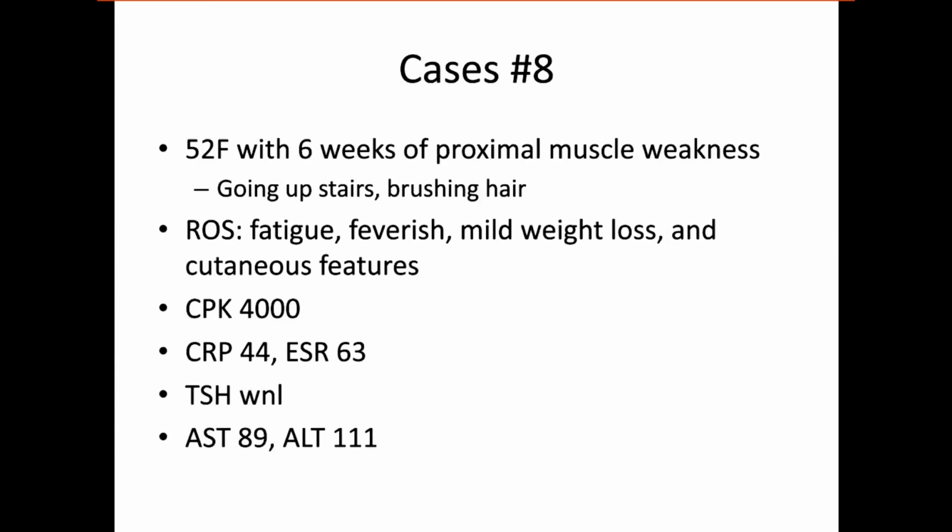All right, so our last case. We have a 52-year-old female, and she's endorsing 6 weeks of proximal muscle weakness. And she's really noticed this when she walks upstairs, when she brushes her hair. The review of systems is pretty positive. She feels feverish. She's not sure if she's had an actual fever. She has fatigue. She has noticed some unintentional weight loss, which again is always a big red flag for something.